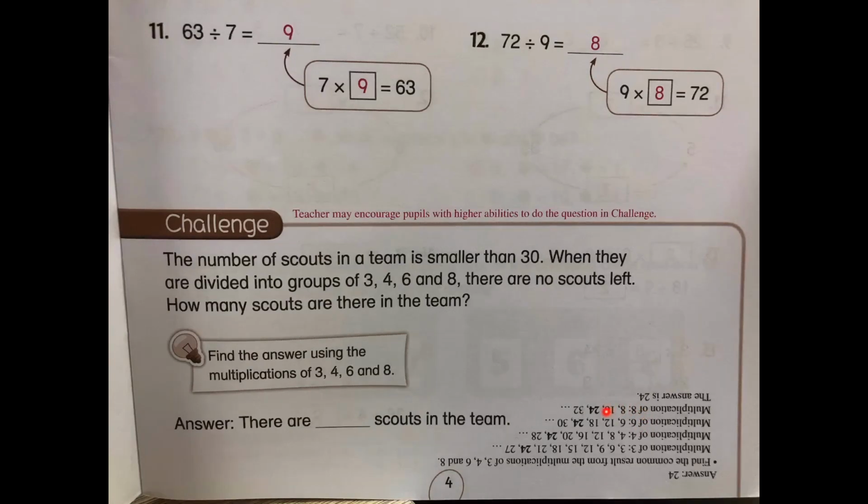And you will find that there's one number that would appear in all 4 of these multiplication tables, which is number 24. That means when 24 is divided by 3, when 24 is divided by 4, or when 24 is divided by 6, or when 24 is divided by 8, there's no remainder here. And also 24 is less than 30. So this is the number that we are looking for.